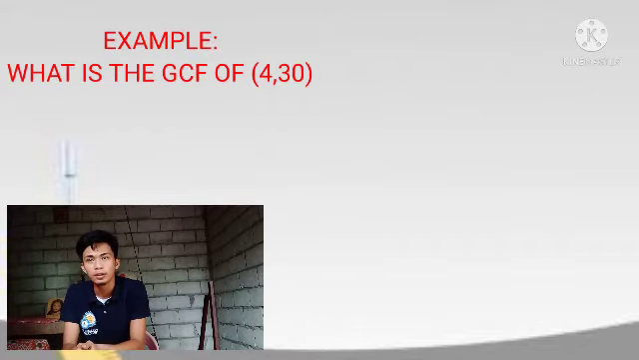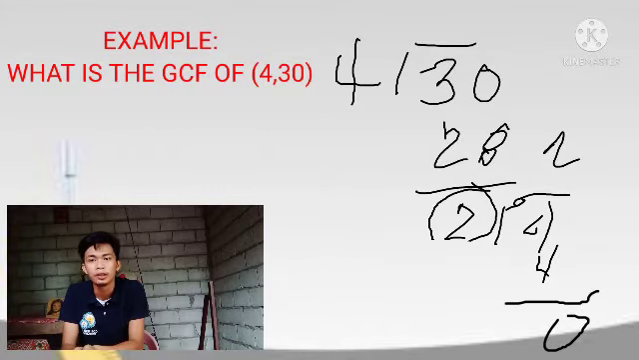Example: what is the greatest common divisor of 4 and 30? First, put the largest to be the dividend and the smaller to be the divisor. So 30 is the largest, so 30 is our dividend and 4 is the smaller, that is our divisor. Now, let's divide. 30 divided by 4 is equal to 7 and the remainder is 2.